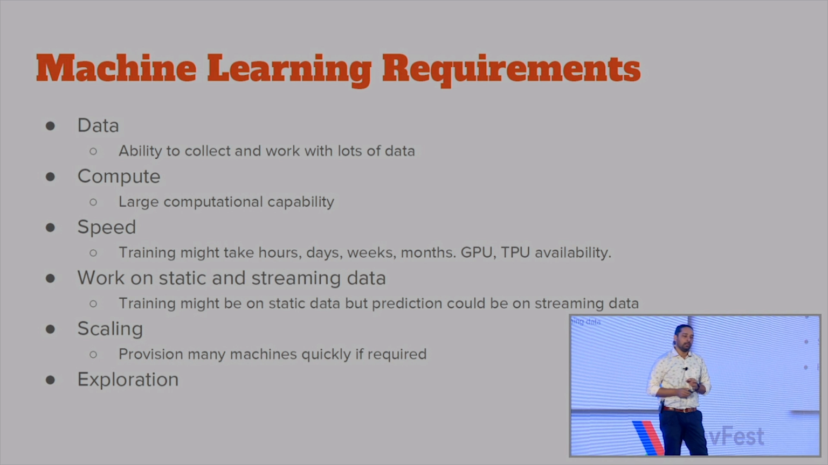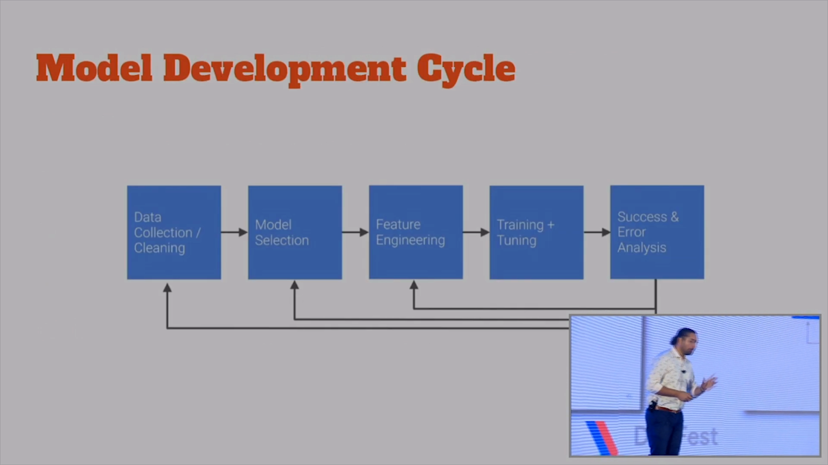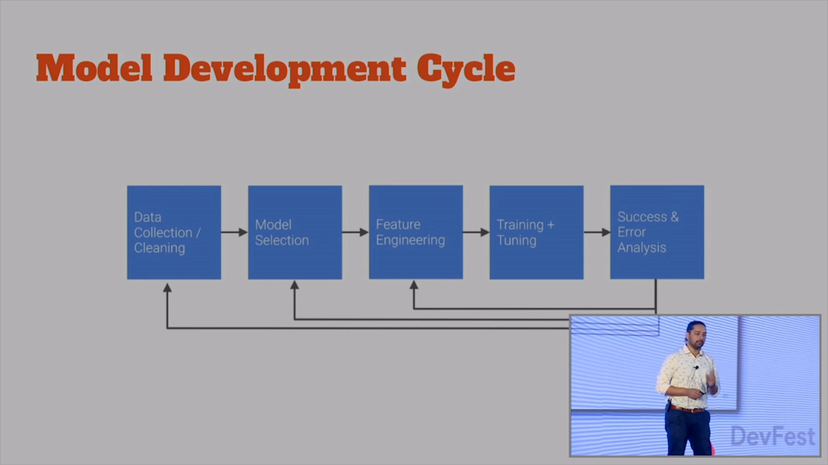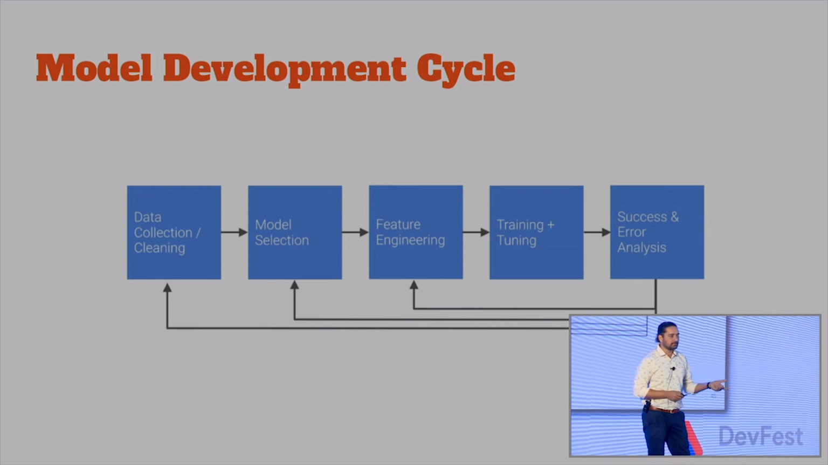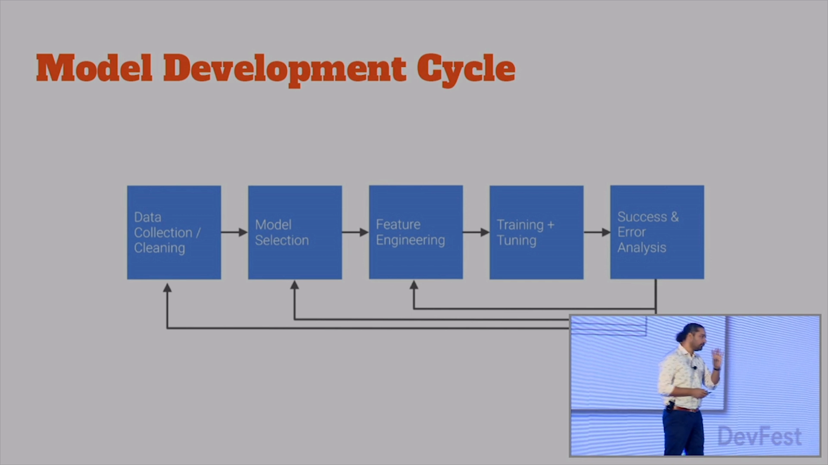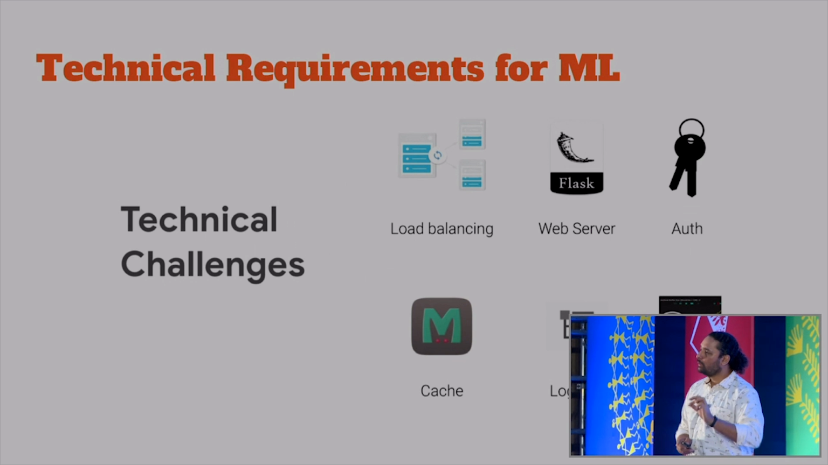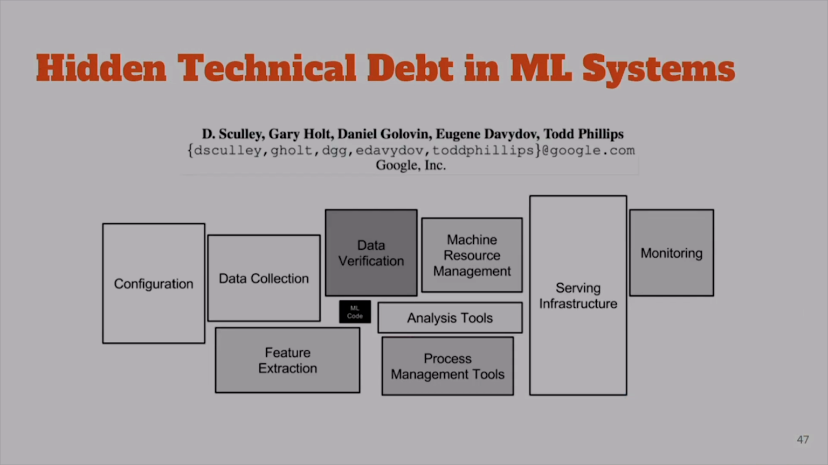So the whole process is a repeated process that you need to run over and over again, including data collection, model selection, feature engineering, training and tuning, and figuring out what the error is and coming back to do that over and over again. There are a huge amount of technical challenges involved, and some of the talks within Google have said that the actual time you spend doing core machine learning is only 5% of the total project time, right?